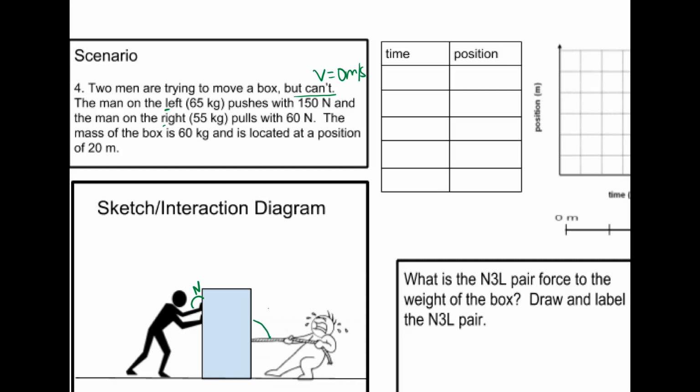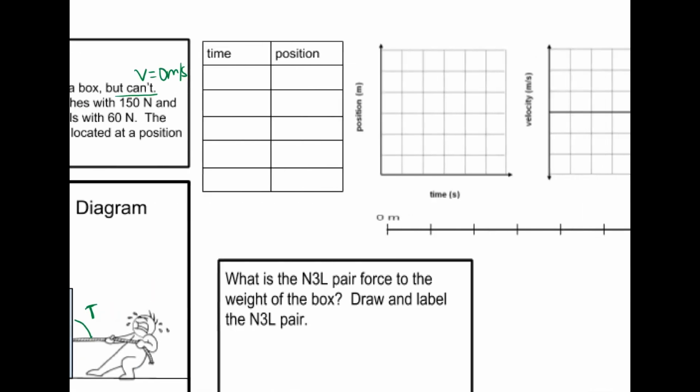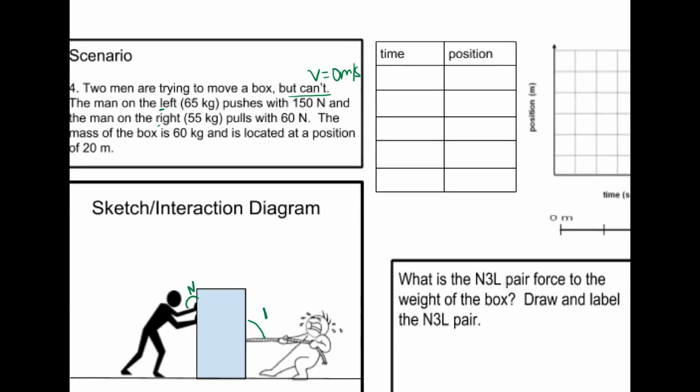So this is pulling. It'll be tension force. Actually, we're going to draw it in a different place. We're going to say from here to here is the tension force. The rope is part of the box, and it's pulling with 60 newtons. The mass of the box is 60 kilograms and is located at a position of 20 meters.